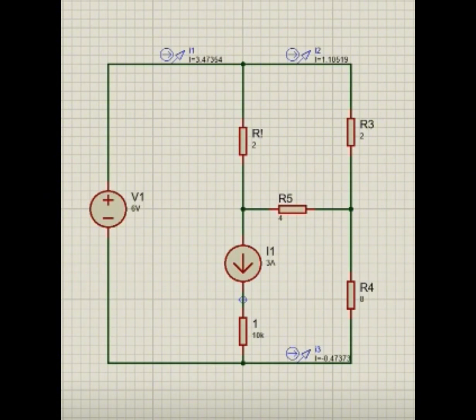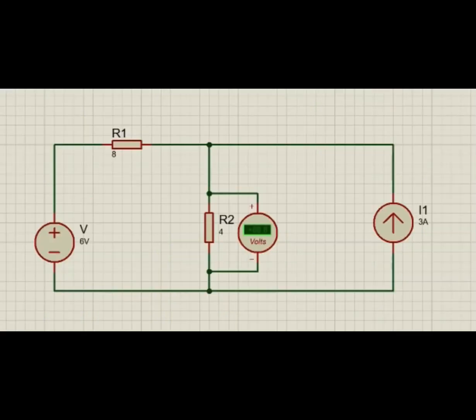and node 3. In our next slide, we have to calculate voltages across resistors. In this circuit we have a voltage source, a current source and two resistors. R1 is 8 ohms and R2 is 4 ohms. Now we have to calculate it by solving, and after that we have to simulate it on Proteus.